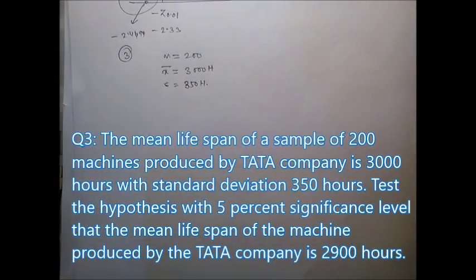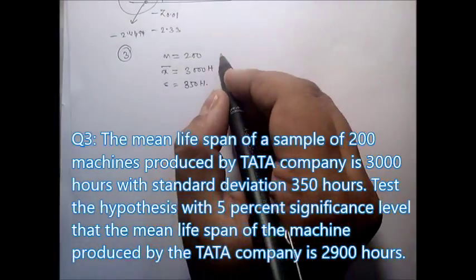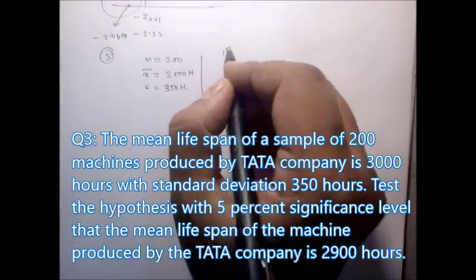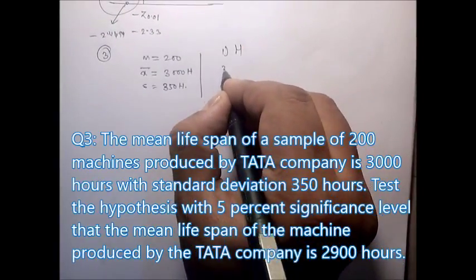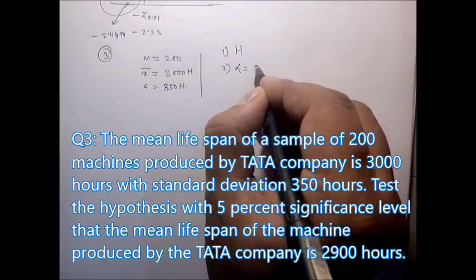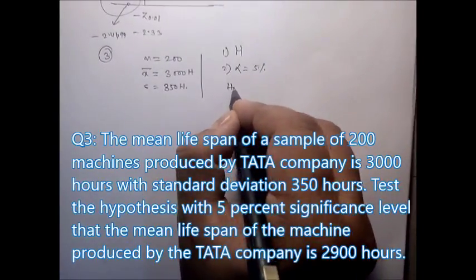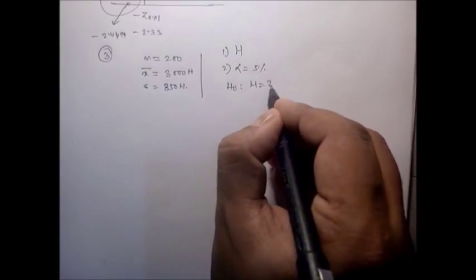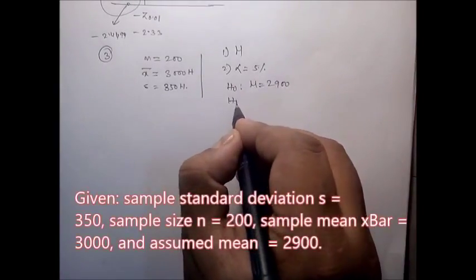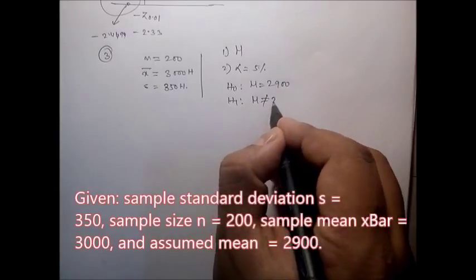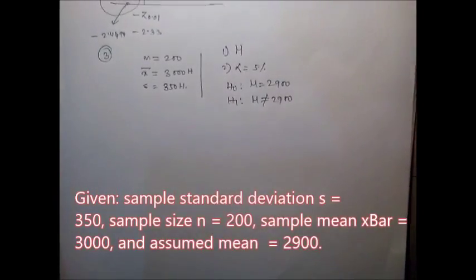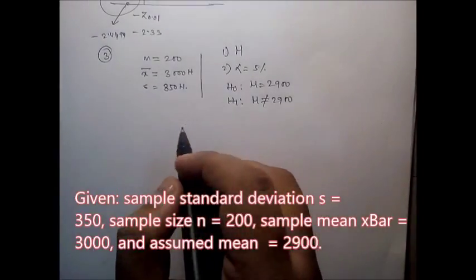Test the hypothesis with 5% significance level that the mean lifespan of a machine produced by the Tata Company is 2900 hours. Our parameter of interest is the mean, alpha is 5%, H0 is mu equals 2900, and H1 is mu is not equal to 2900. Clear?